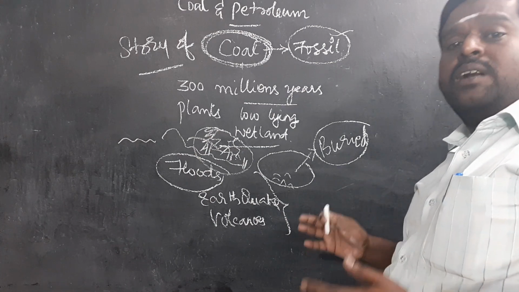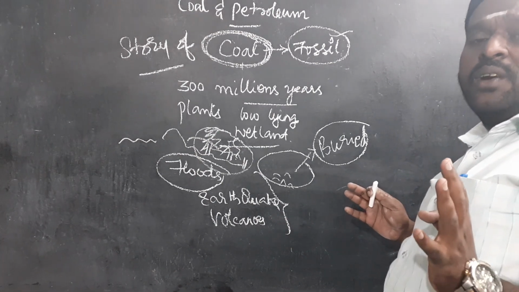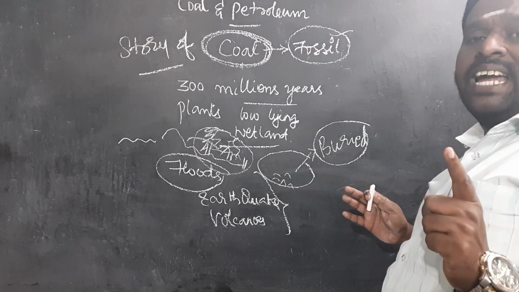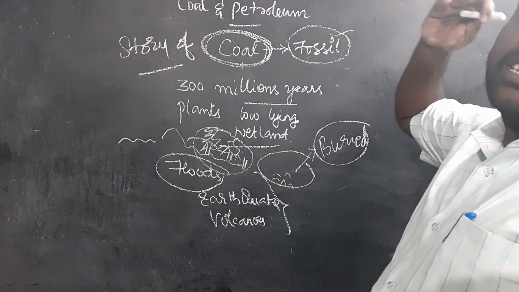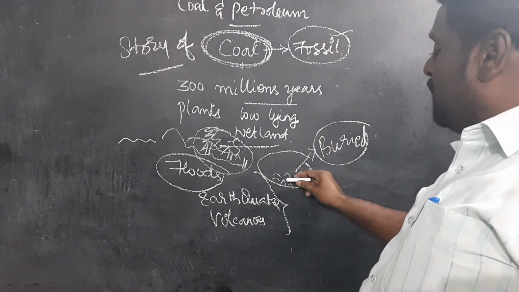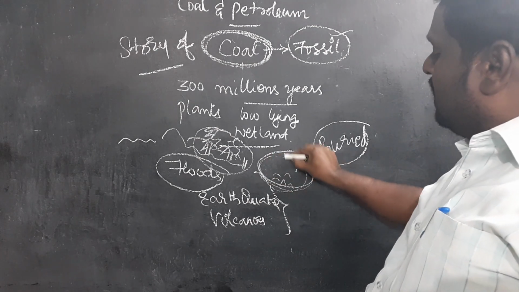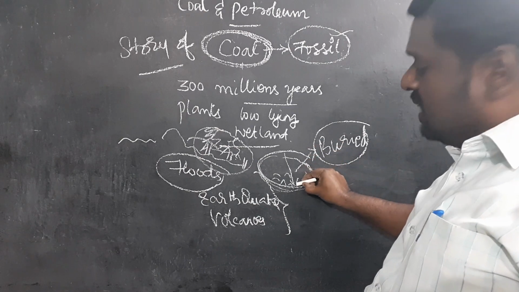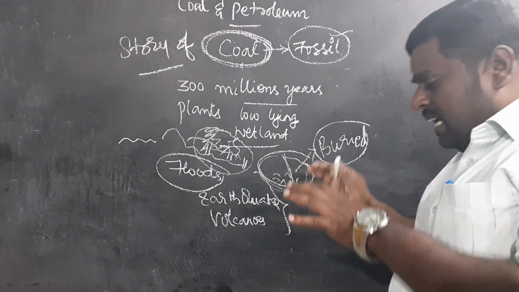See, this could have taken millions of years, not 1 or 2 years. Just imagine millions of years. 1 million is equal to 10 lakh years. So this is 300 million years. Just imagine how many years it could have taken for the formation of fossil fuels. What I am telling is, what happens here: which have been sedimented under the earth, buried under the earth.